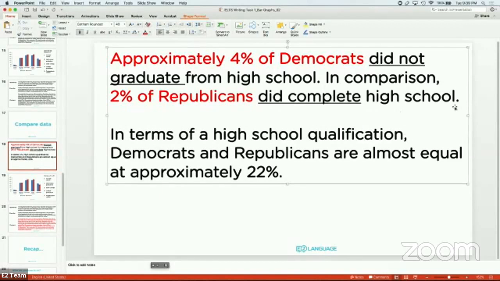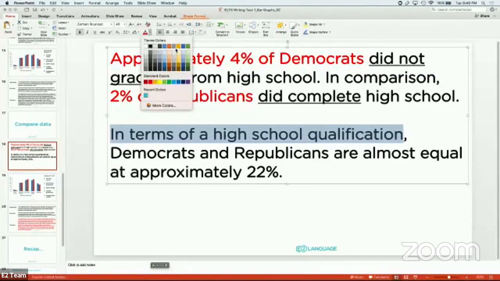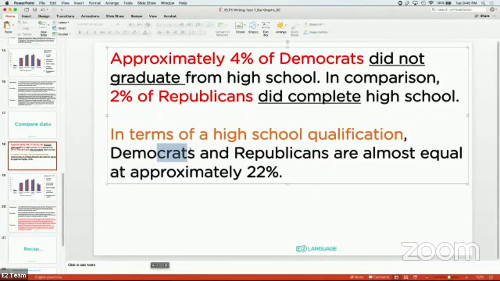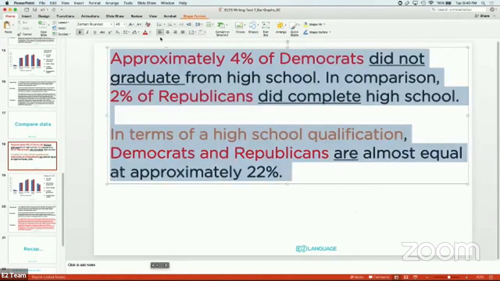And let's look at our second sentence here. So I've done something interesting here. I've introduced the next qualification by saying, in terms of a high school qualification, now I've written a single sentence, Democrats and Republicans. There's my subject. Here's my verb, are almost equal at approximately 22%. Great, let's just do one more.